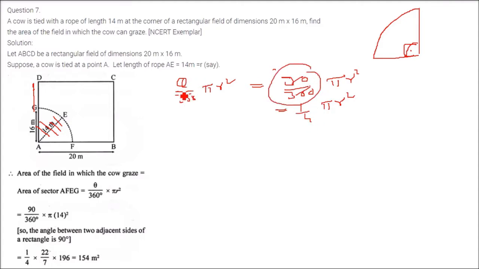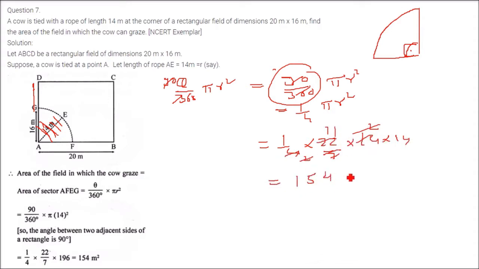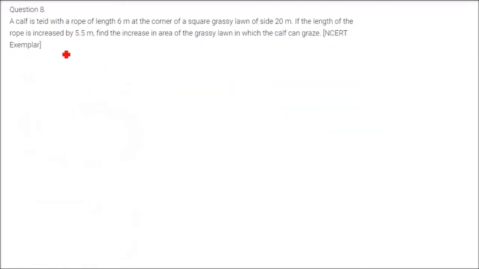And you have to assume that this has come from the actual formula, theta by 360, that is 90 by 360, it is going to be 1 by 4 pi r square. Okay. So 1 by 4 pi r square you have to find out, this only region. So it will be 1 by 4, pi is 22 by 7, radius is of course 14, into 14. 7 twos are 14, 2 fours are 8, 2 elevens are 22, 14 into 11 is 154 meter square.